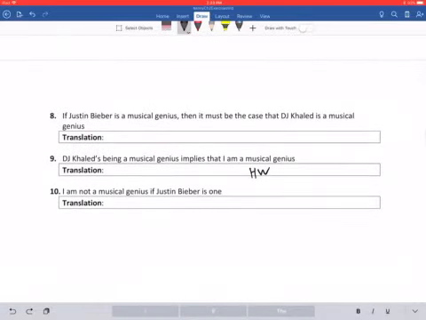Number 8, if Justin Bieber is a musical genius, then it must be the case that DJ Khaled. So this is plain old if, then, so whatever comes after the if is the antecedent. Whatever comes after the then is the consequent. Last one, I am not a musical genius if Justin Bieber is one. So again, it's plain old if, so whatever comes after the if is the antecedent. Horseshoe, I am not, so not I.